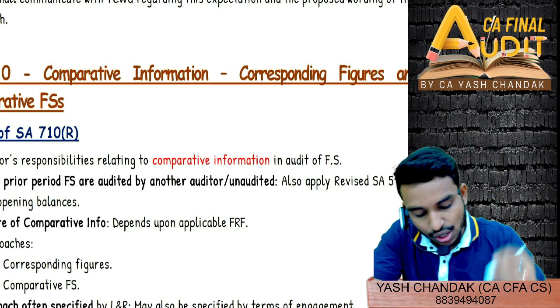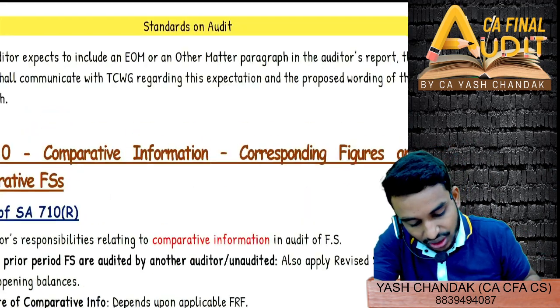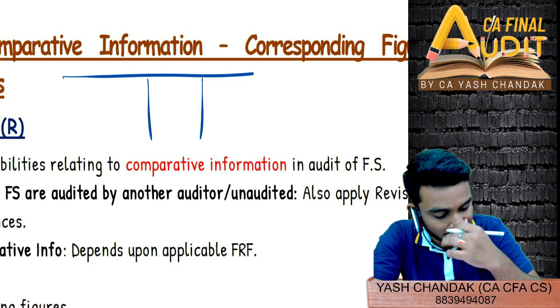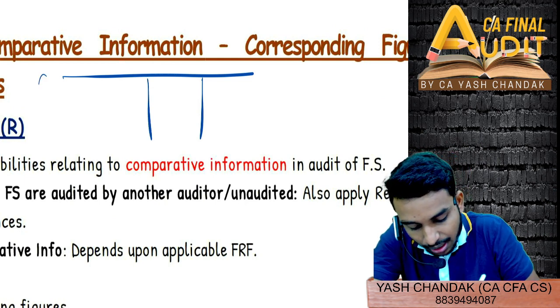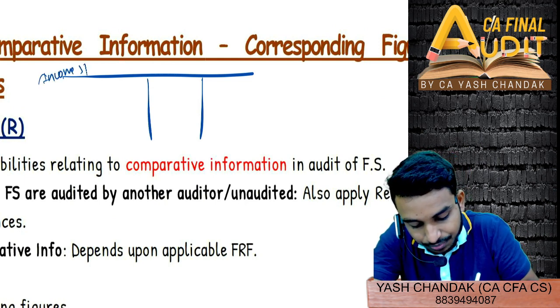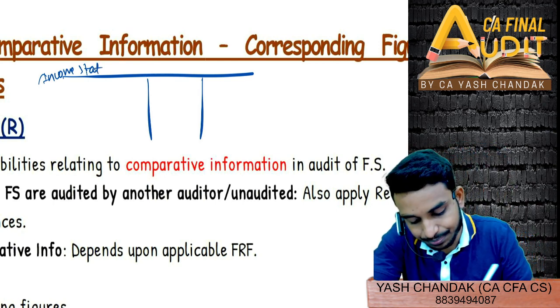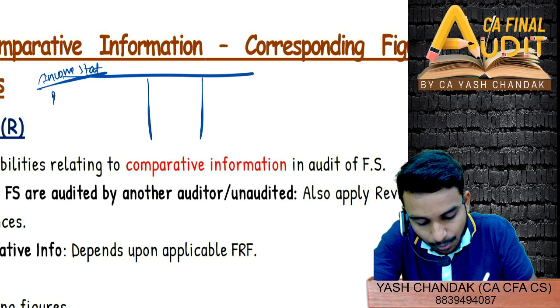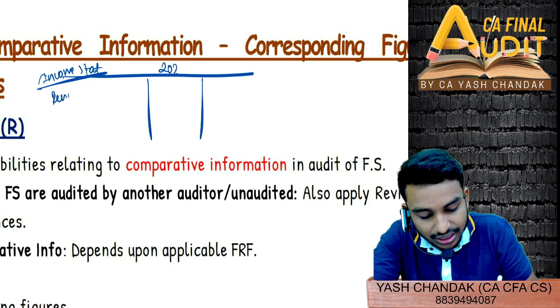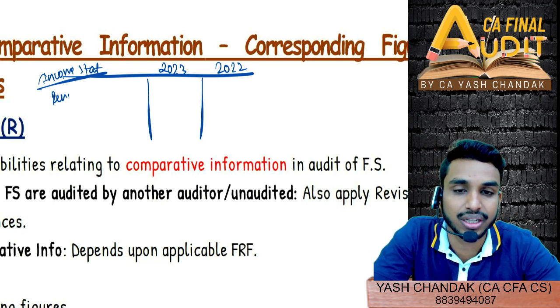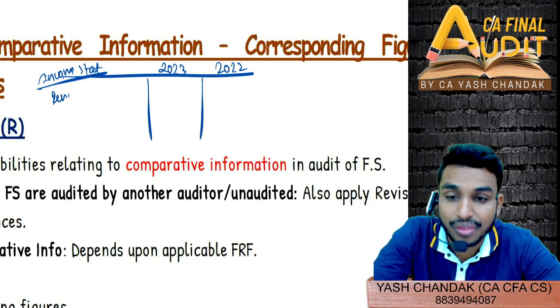So you might have seen generally in the financial statements, in the annual report, or any financial statement, the income statement. Suppose it is the income statement for the year ended 31st March 2023. Then you will see revenue for 2023, and for 2022, just the year before, it will be presented, right? A year before has to be presented mandatorily.